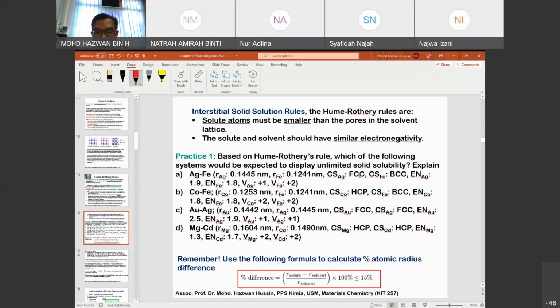Is it possible for silver and iron to form unlimited solid solubility? What do you think? Not really, because according to Hume Rothery rules, they have two different crystal structures. Okay. Good.